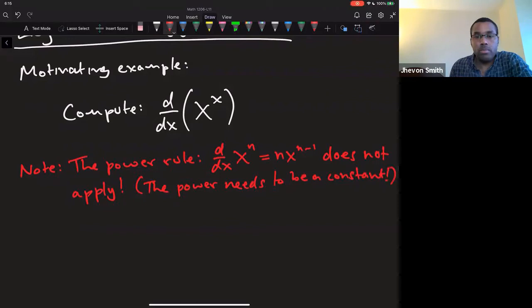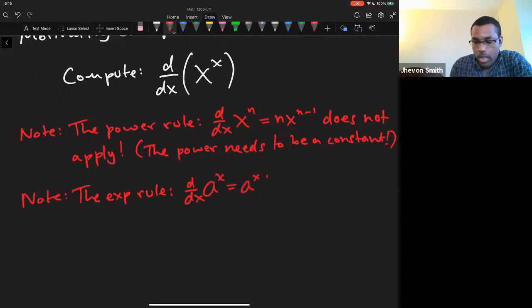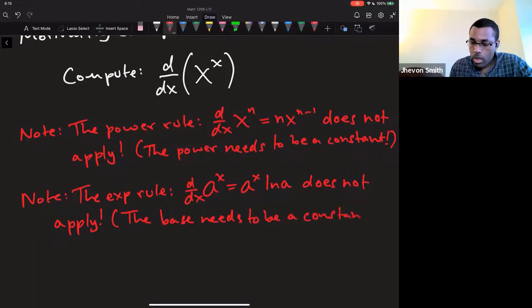Also, you can note that the exponential rule, the one that goes d/dx of a to the x is a to the x ln a, also does not apply, for a similar reason. There should be a constant in a position where there isn't a constant. The base needs to be a constant. And so here, you realize that you're not in any position to use any of the rules that we've had before.